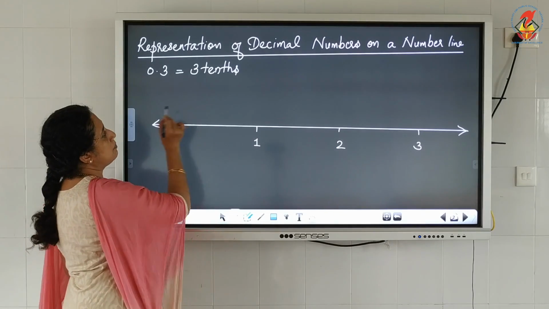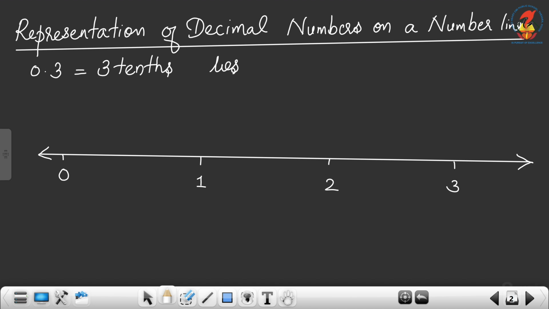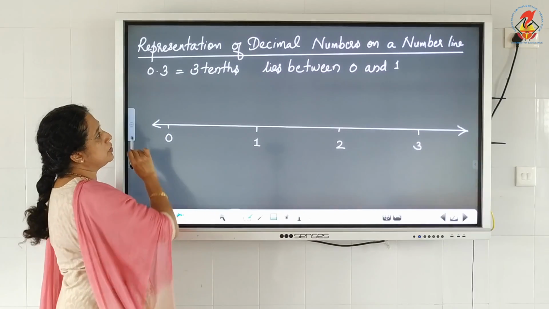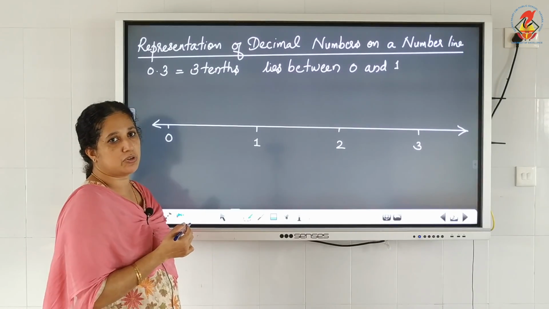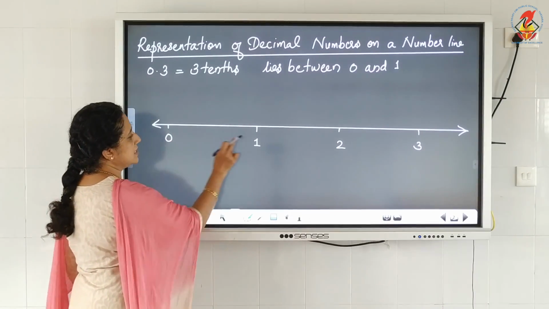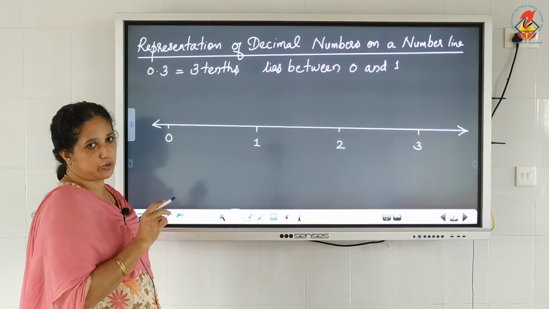Now look at this 0.3. 0.3 lies between 0 and 1. Now look at the whole number part. Whole number part is 0. So we can say that 0.3 lies between the whole numbers 0 and 1. Therefore, the distance between 0 and 1 should be divided into 10 equal parts.